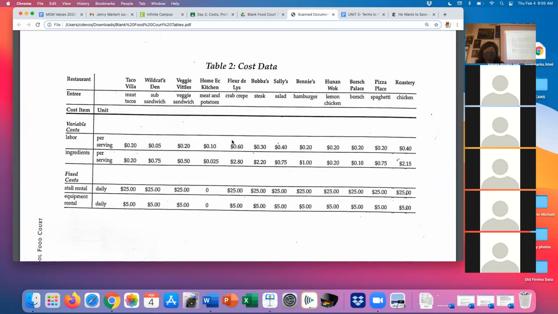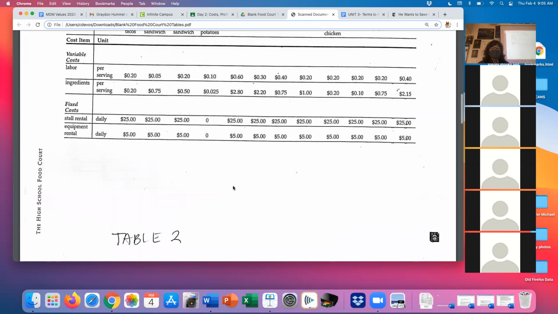So we have to first add our two variable costs, right? We have to multiply those by one of the numbers in the column demanded. Then with that, we add our fixed cost and we get the price.